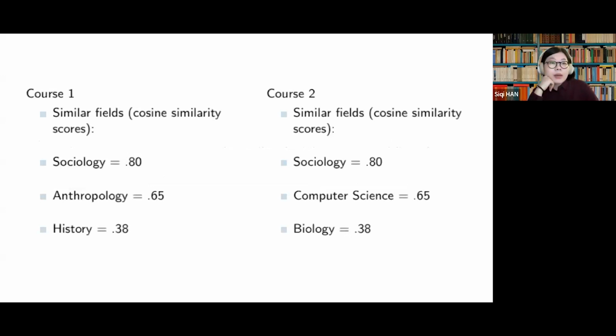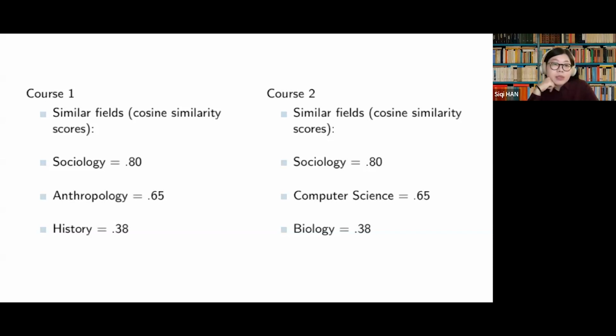The first one, we can compare the content of it, which is the few paragraphs that describes it, to the corpus of three disciplines: sociology, anthropology, and history. There's a course 2, and we compare it to 3 different corpora for sociology, computer science, and biology. I intentionally assign the same cosine similarity scores to the 3 fields. So they both receive 0.80, 0.65, and 0.38 for the 3 disciplines that they are compared to.